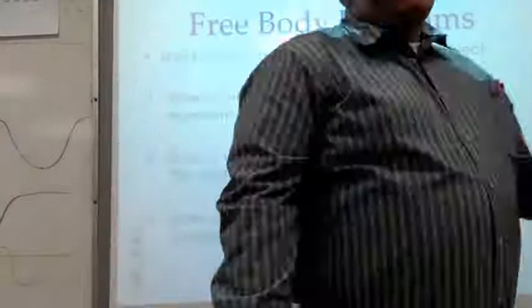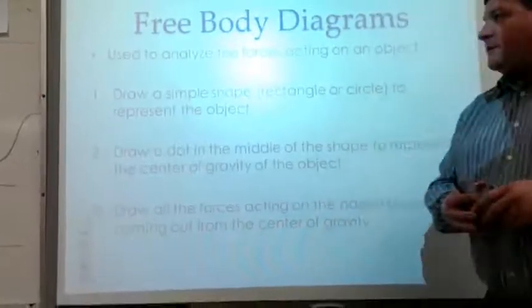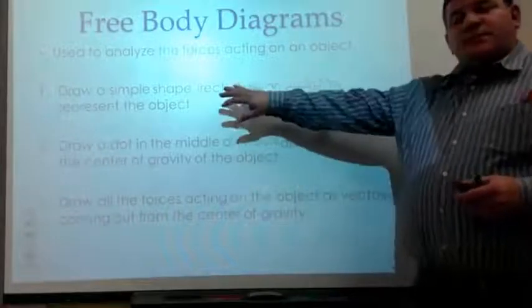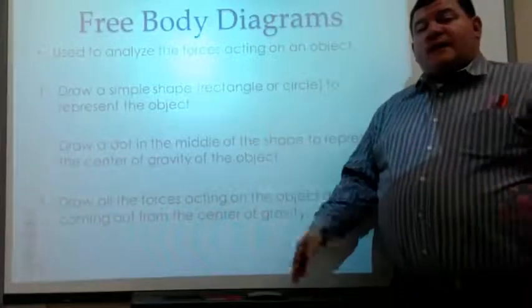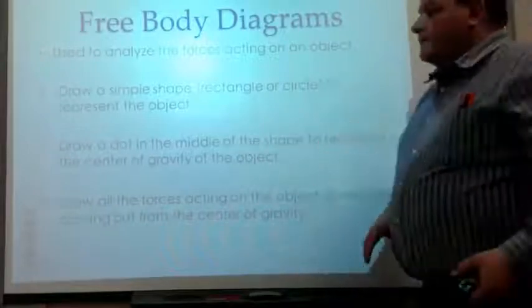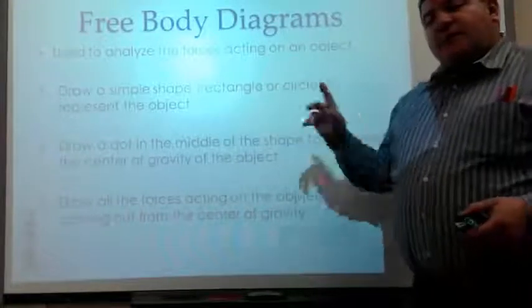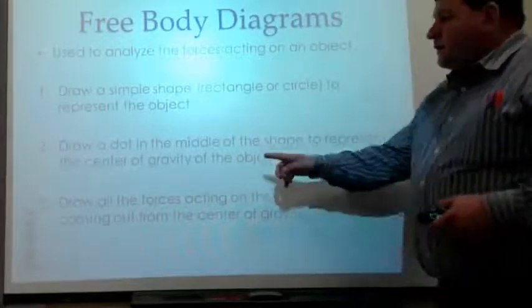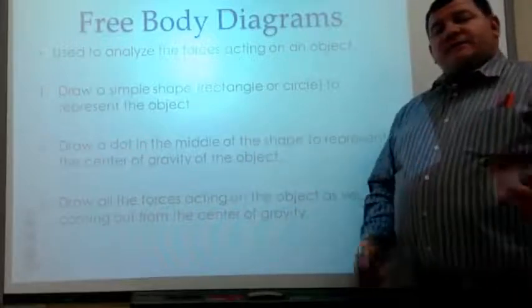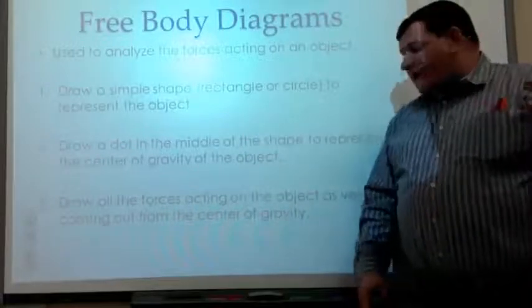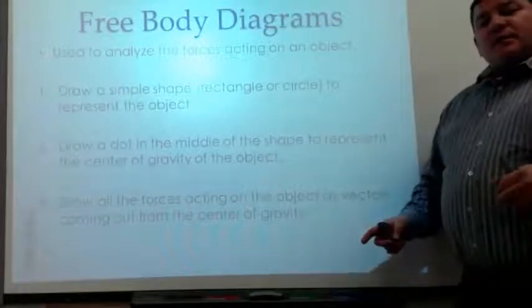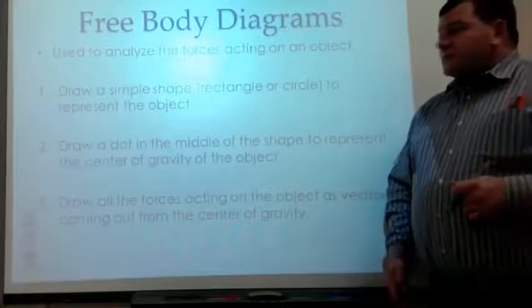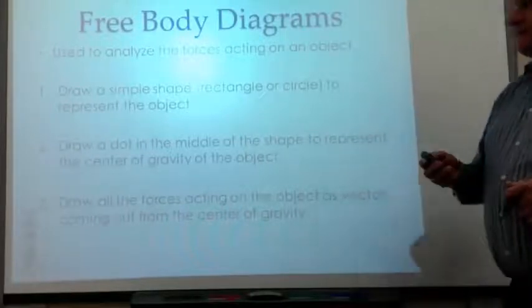We use free body diagrams to help us look at the forces on an object. There's a few easy steps to drawing a free body diagram. First, you draw a simple shape, a rectangle. If it's a round object, you can use a circle. That's going to represent your object. You're only going to draw the object, not any other things that are interacting with that object. Put a dot in the middle to represent the center of gravity of that object, and then any forces that are affecting that object will come out from that dot, that center of gravity. So we're going to draw those as vectors. Let's look at an example.